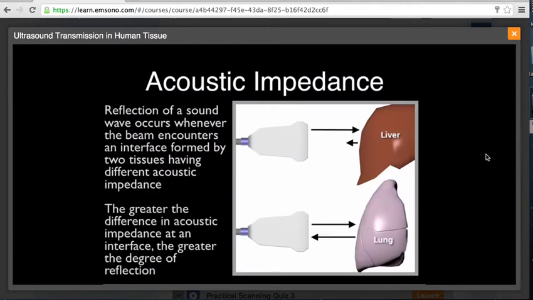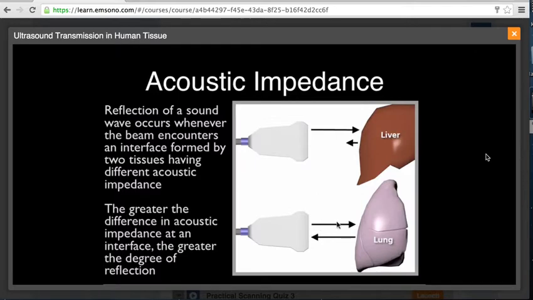Reflection of a sound wave occurs whenever the beam encounters an interface formed by two tissues having different acoustic impedance. Now, the greater the difference in the acoustic impedance at that interface, the greater the degree of sound reflection will be. So if you have a sound wave coming in and it hits a soft tissue to liver interface, there's going to be a little bit of a difference here, but still, the vast majority of the sound is going to continue to go on through, and only a small amount is going to come back.